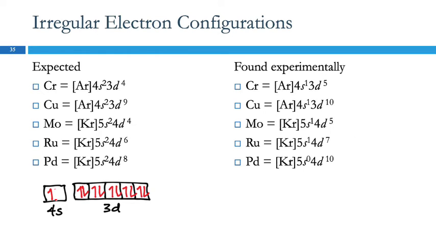So most of these irregular configurations can kind of be explained by saying, well, it's better if this one's all full and that one's half full, right? Or you could have something where this is full and that's empty. Or you can have both of them half full, right? So the ones you need to remember are chromium and copper. And there probably will be one question that'll see if you remember those. But that'll be it. Any questions?